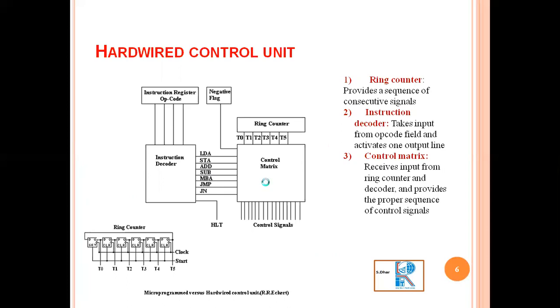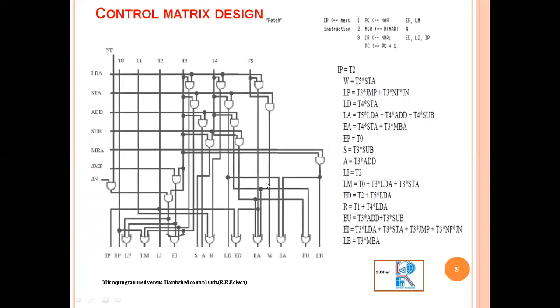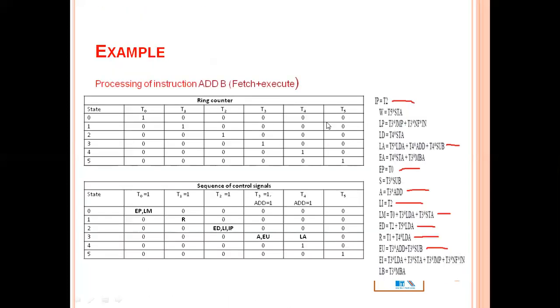Okay, after this ADD line is activated, what happens? ADD line is activated. That means T3, now T2 is complete. T3 is 1, ADD is 1, because ADD line is activated. So T3 1, ADD 1. See what line is activated. T3 and ADD both are 1. So A will be activated. A control signal will be activated. Again, T3 and ADD both are 1. So EU will be activated. Clear? It's complete. Now comes the T4.